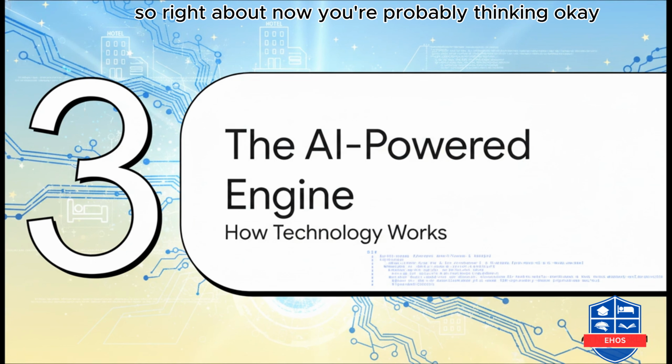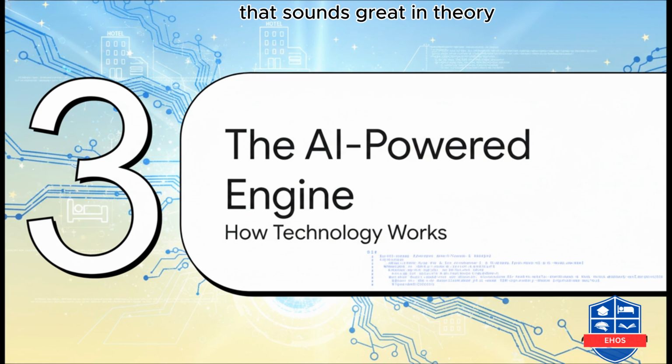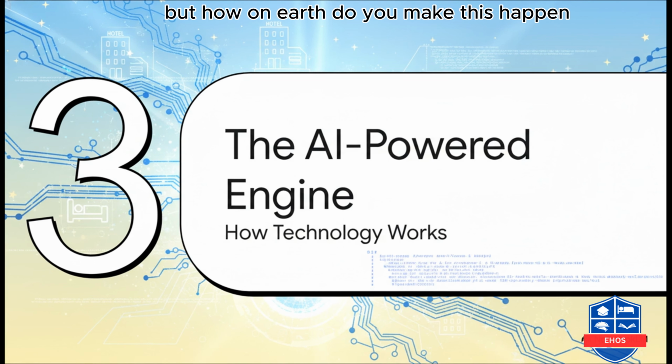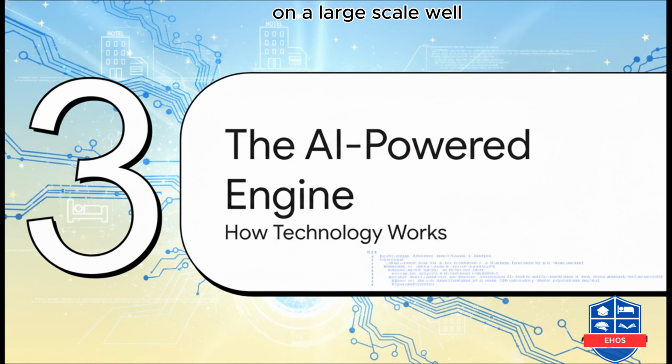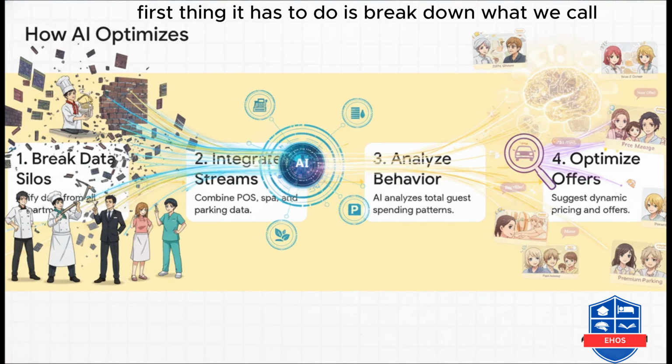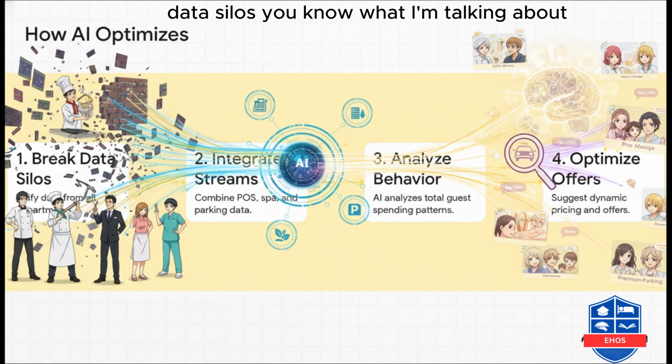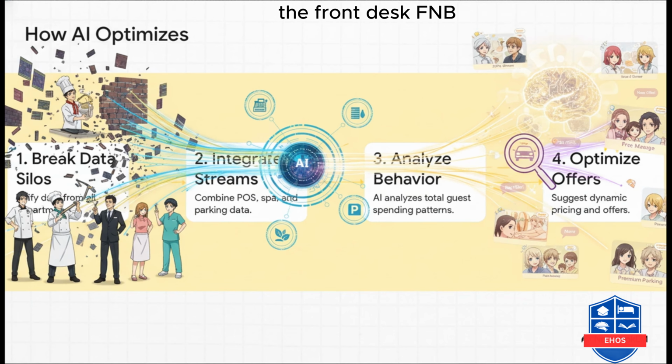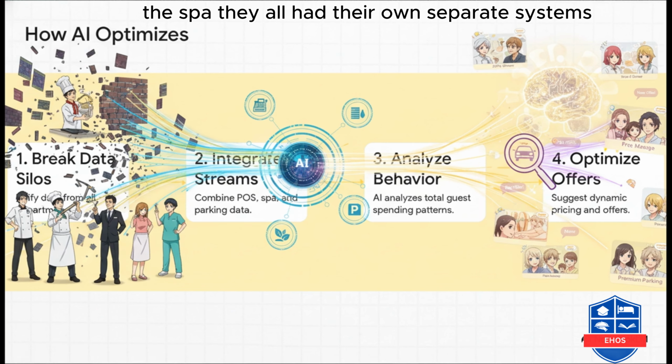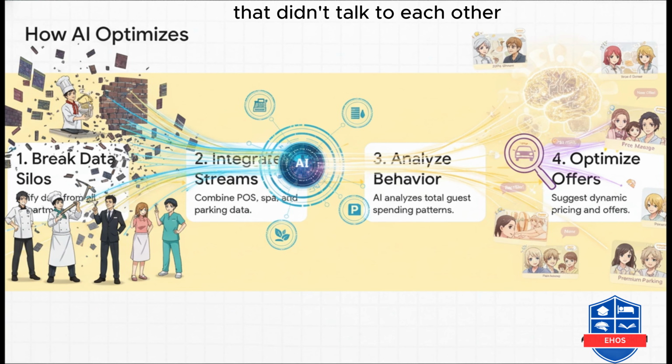So right about now, you're probably thinking, okay, that sounds great in theory, but how on earth do you make this happen on a large scale? Well, the answer lies in the technology that's powering this whole revolution, the AI engine. The very first thing it has to do is break down what we call data silos. You know what I'm talking about. For years, every single department in a hotel, the front desk, F&B, the spa, they all had their own separate systems that didn't talk to each other.